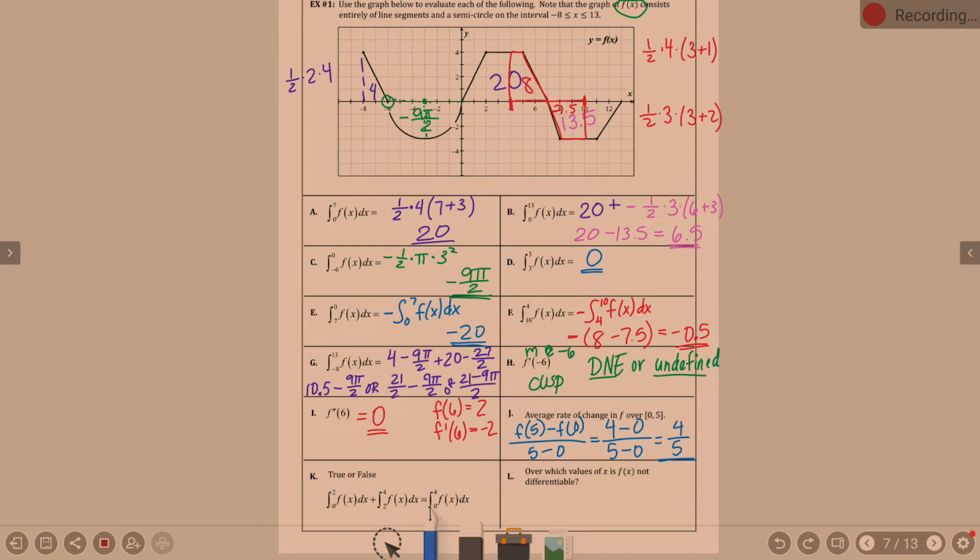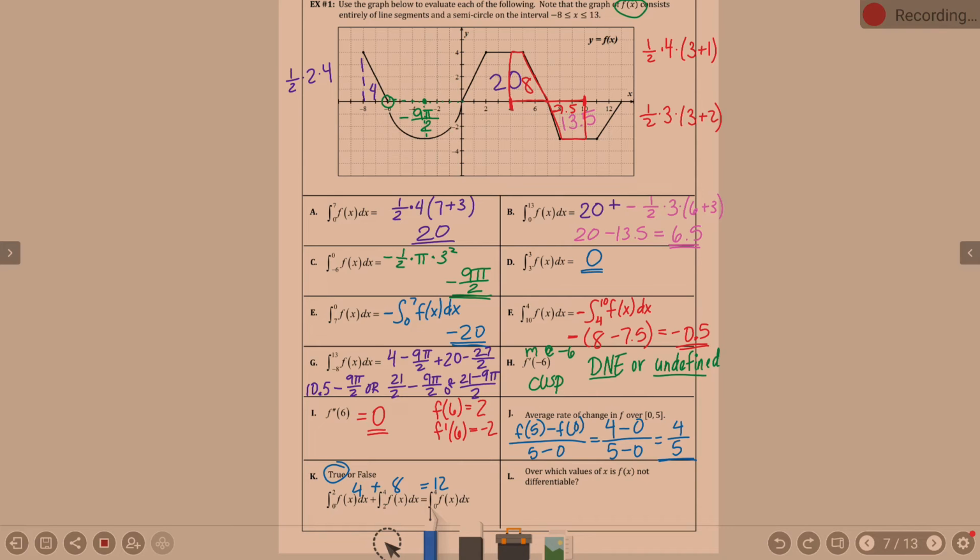And it does. If you plug the numbers in there, I think you end up with 4 plus 8 equals 12. Now, that is one of our properties of integrals that you need to be comfortable with.